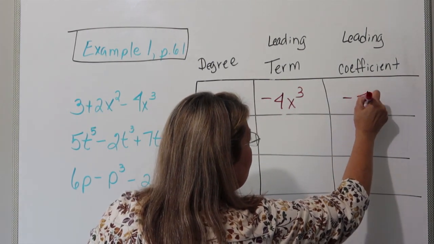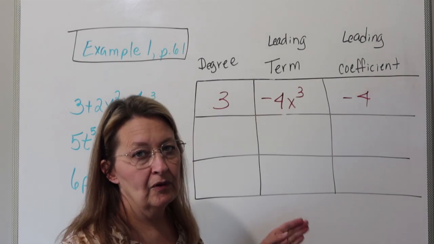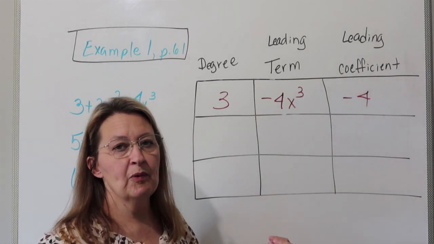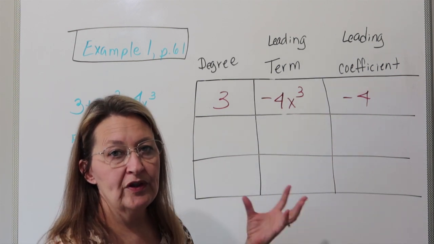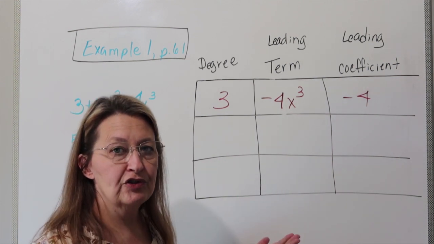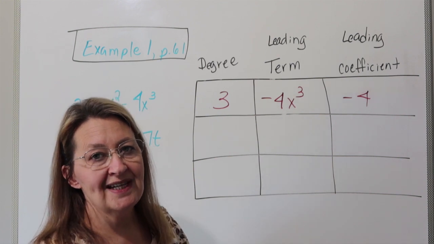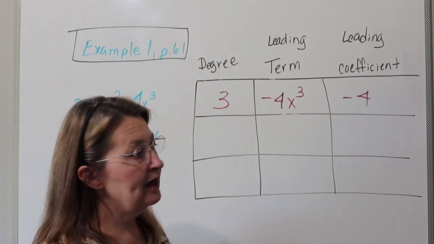Now usually when you have a polynomial, it is standard practice to put that polynomial in a certain order, and that order is with your leading term first, and then your exponents go in descending order from that.